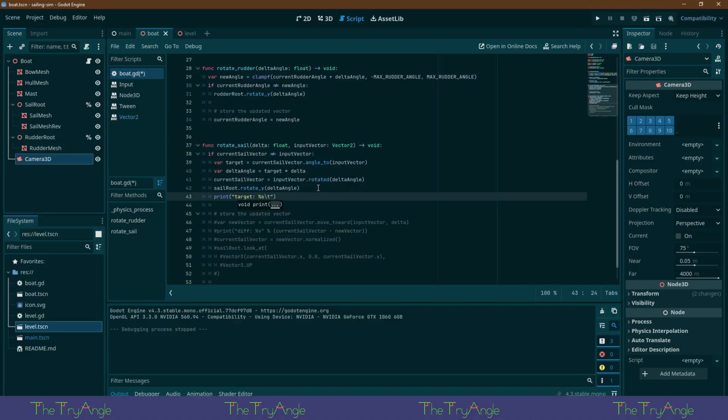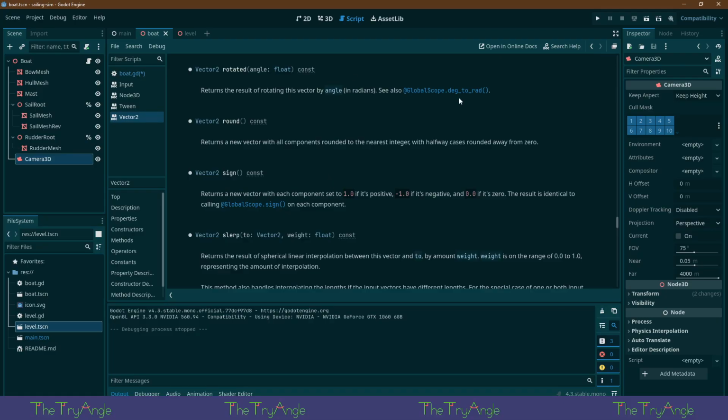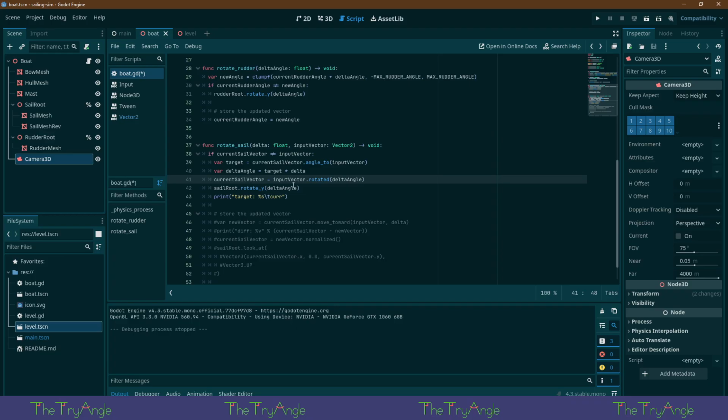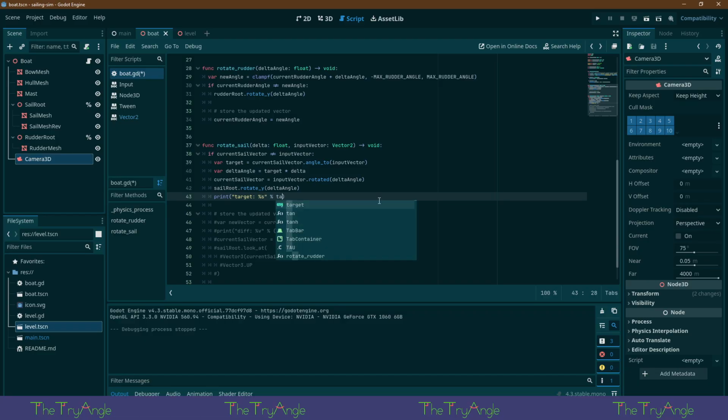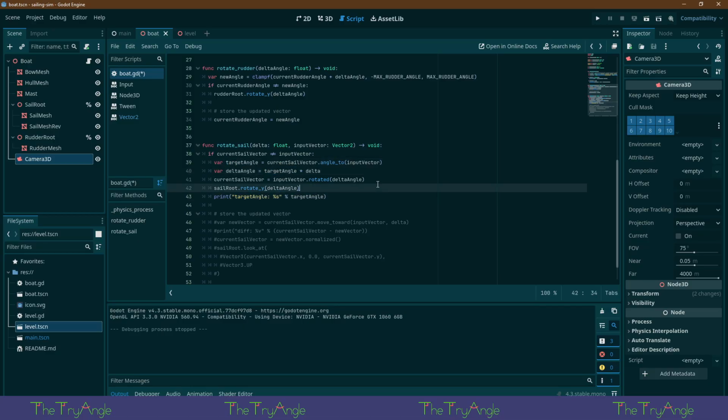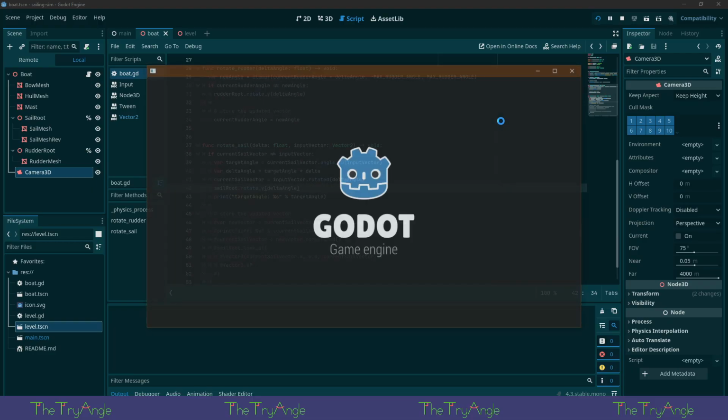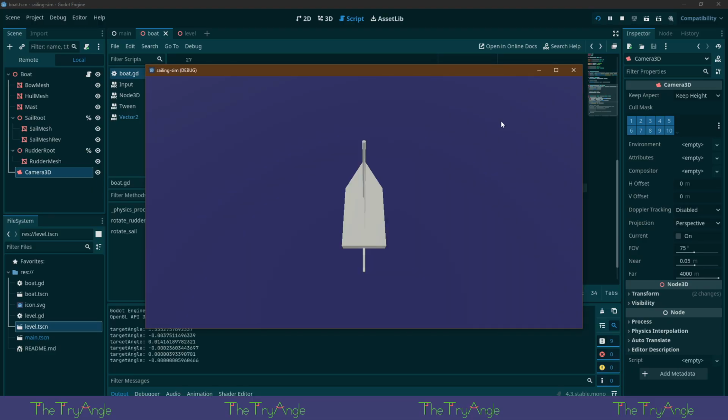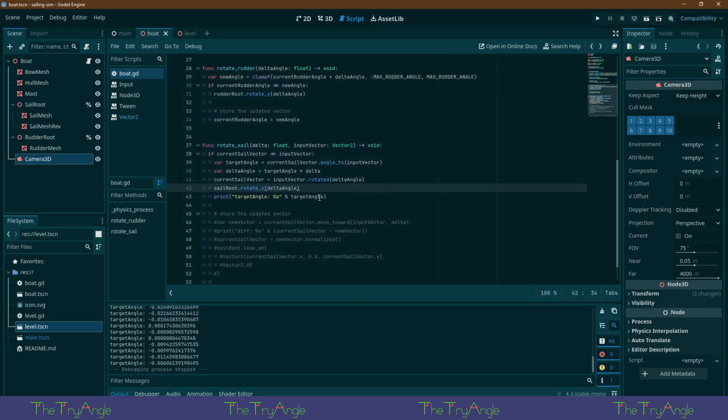Oh, gosh. All right. Let's just print one thing at a time. I'm going to change target to target angle, so I'm mindful of what I'm doing. All right. It seems like the change in angle is happening instantly.